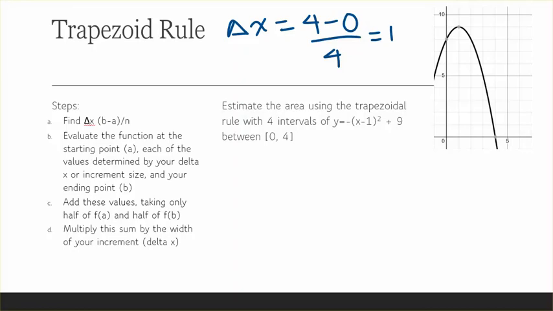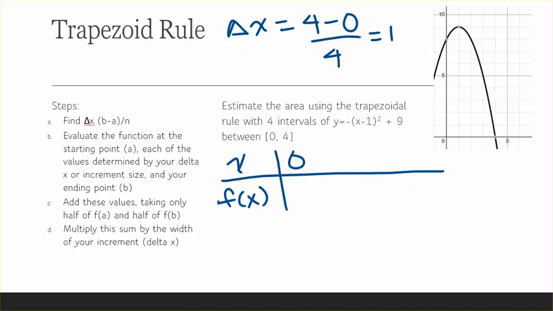Now we need to evaluate f of x at a variety of different points. So my interval started at 0, so that's going to be the first x value I use. Delta x was 1, so that means I'm going to count up by 1s. So 1, 2, 3, and 4. I know I'm done when I reach the top end of that interval. Now we're going to evaluate using that equation.